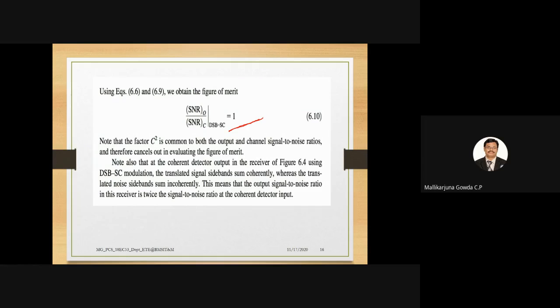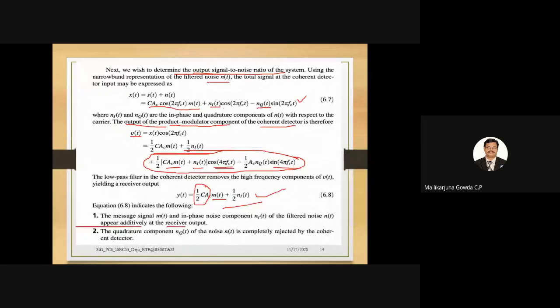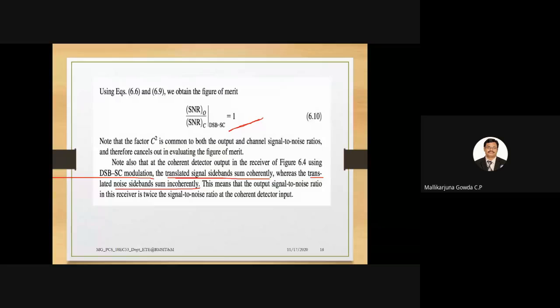Here, in DSBSC modulation, we know the message signal will be shifted to plus or minus f_c. The translated signal sidebands will sum coherently, because we have the upper sideband f_c plus f_m and the lower sideband f_c minus f_m. But the noise will translate incoherently, meaning the quadrature component has been eliminated in the expression of y of t. Only the in-phase component was there. That is why we say it is incoherent. So this is all about the DSBSC receiver.